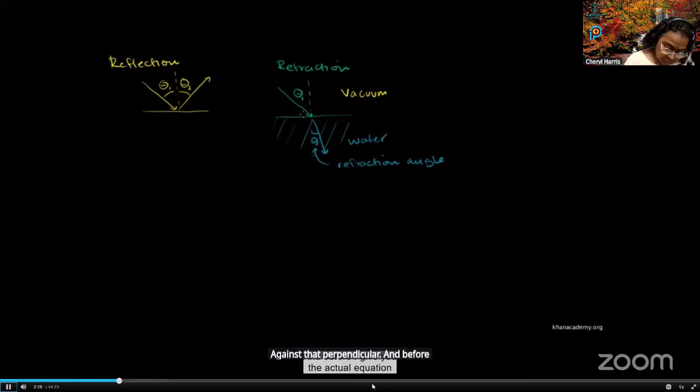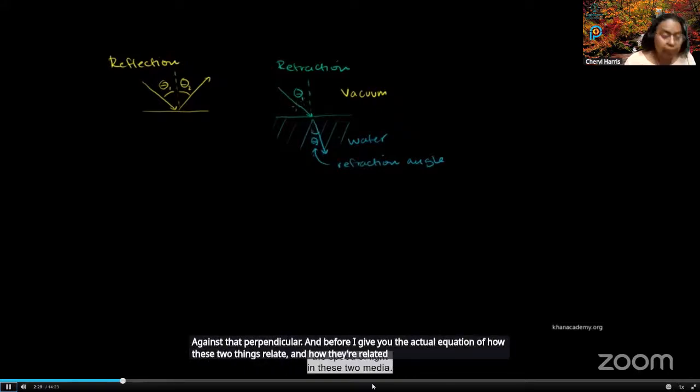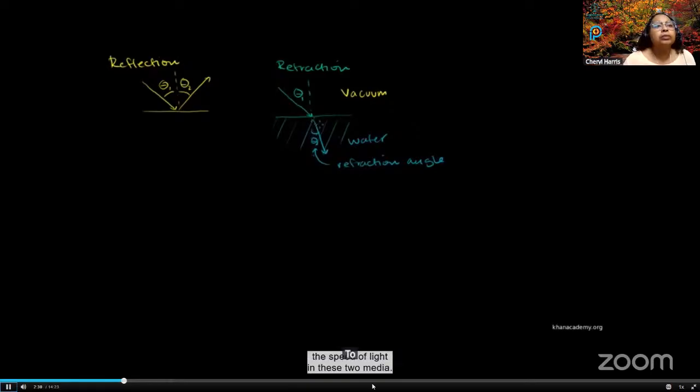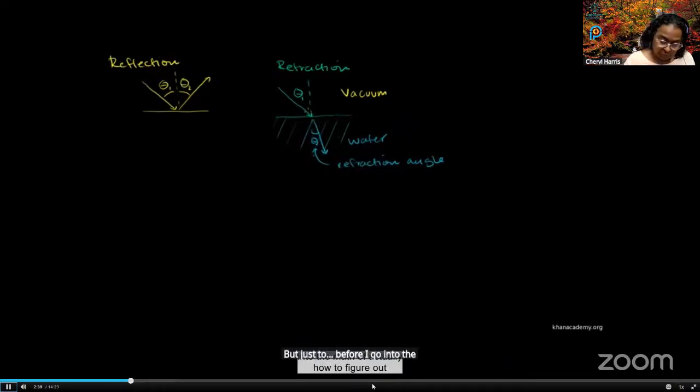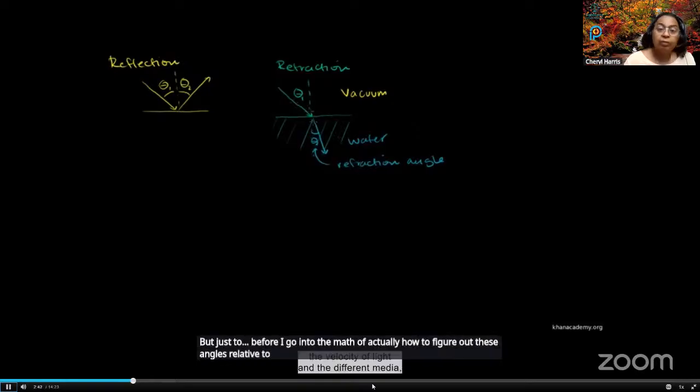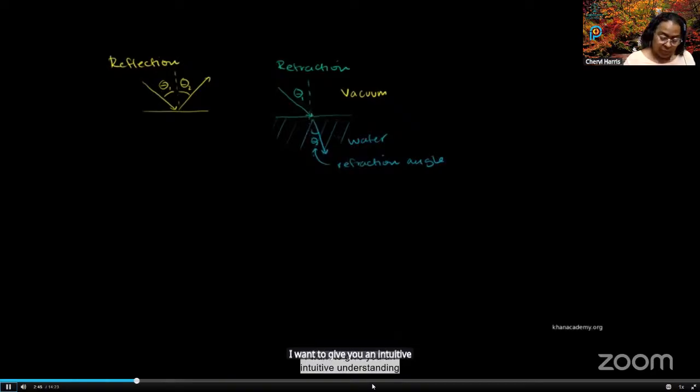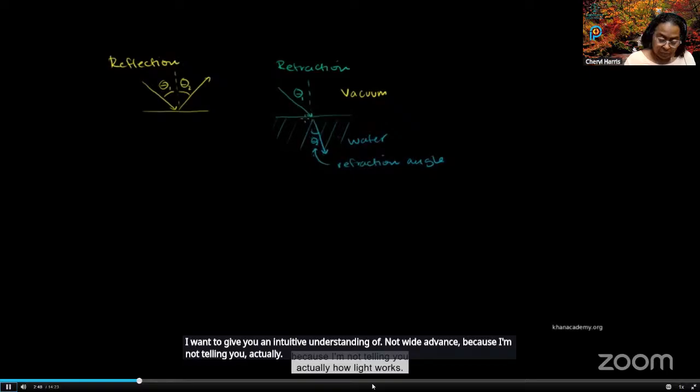Before I give you the actual equation of how these two things relate and how they're related to the speed of light in these two media, just remember, you're never going to have vacuum against water. The water would evaporate because there's no pressure on it. But before I go into the math of how to figure out these angles relative to the velocities of light in the different media, I want to give you an intuitive understanding of not why it bends, because I'm not telling you actually how light works. This is really more of an observed property.